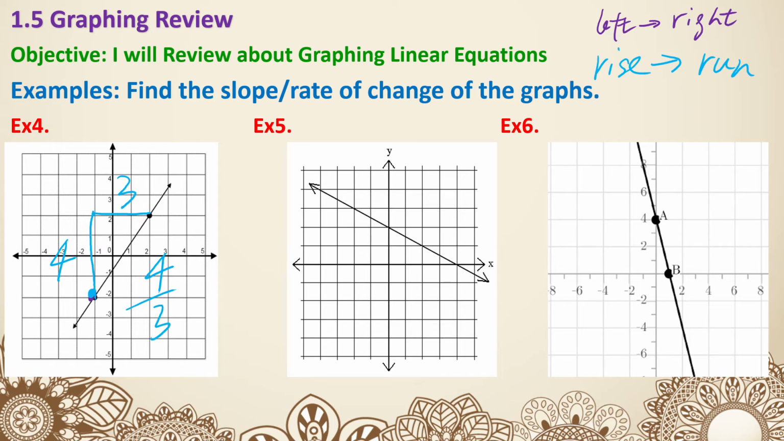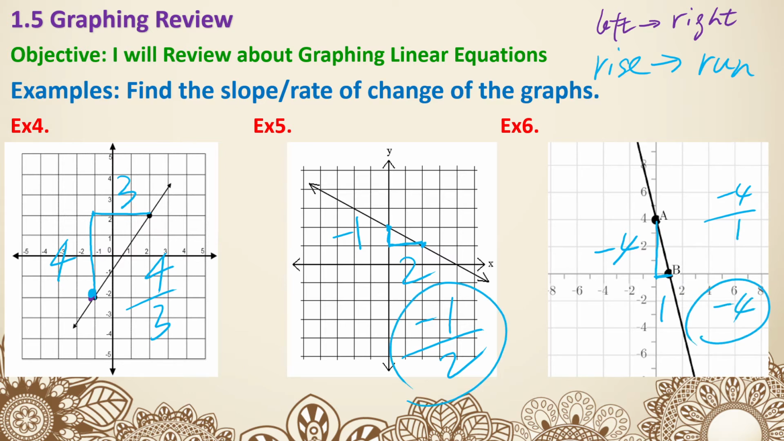As for example 5, we need to find our own points. Let's say these are the 2 points we found. We go down by 1, so -1 first, then go to the right by 2, so a 2. And that is -1 over 2. Number 6, go down -4, and go to the right by 1, so -4 over 1 simplifies to -4.